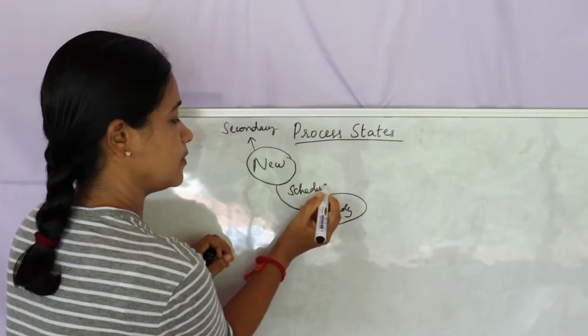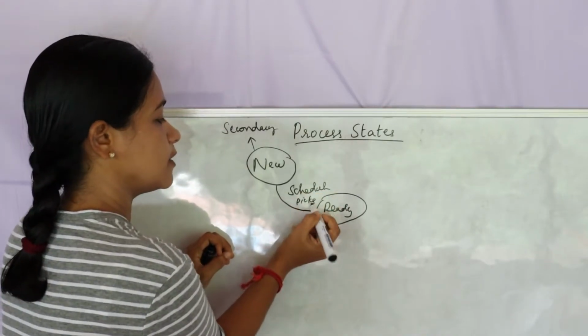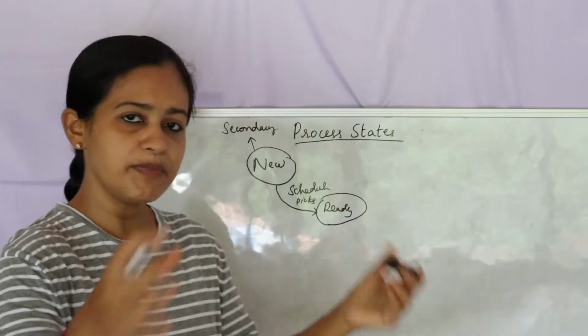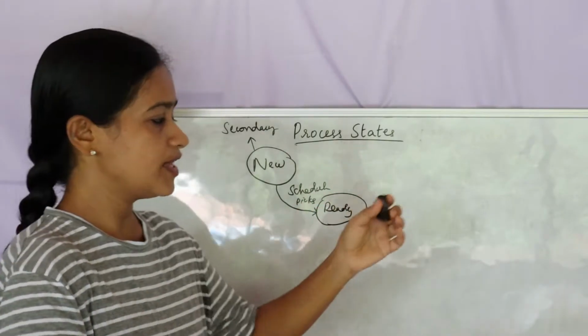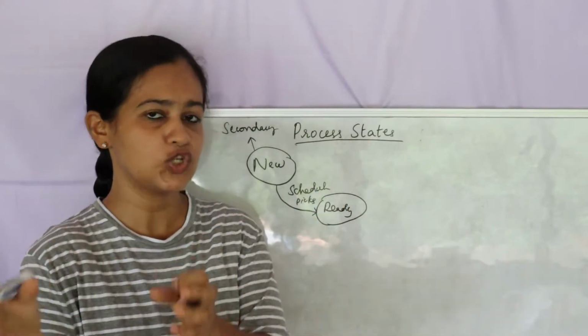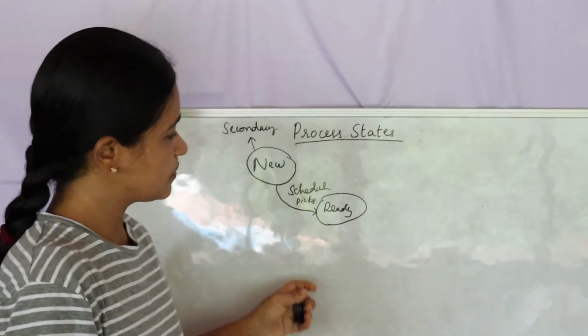A scheduler picks a new job and that goes into ready state. There can be many processes in ready state. For that purpose, we have something called ready queue, which stores all the ready jobs or all the ready processes.